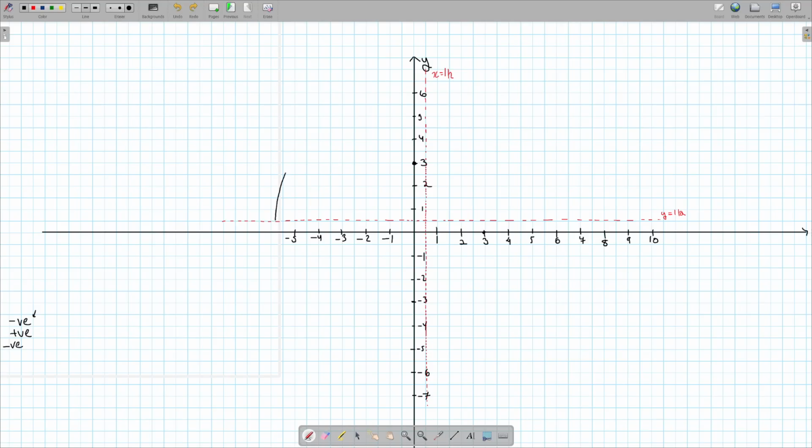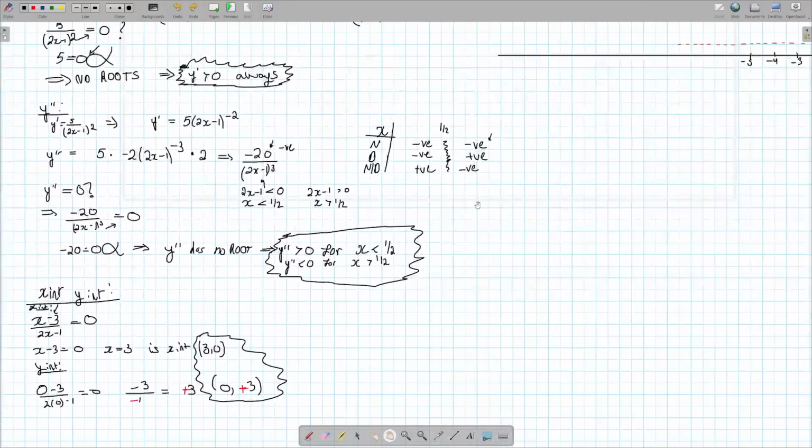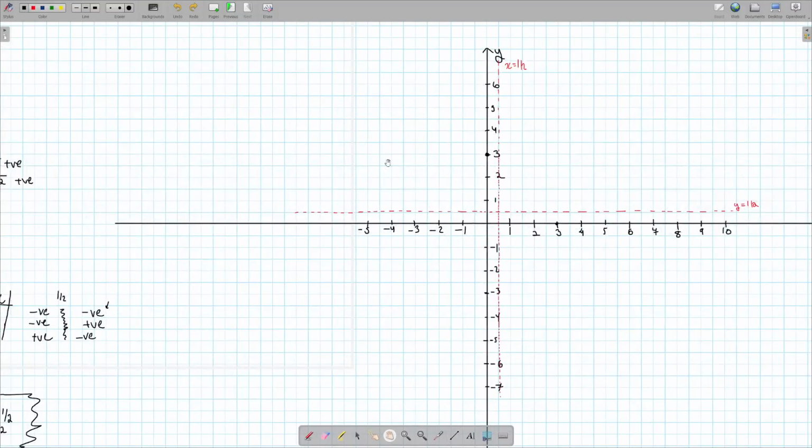Am I going to increase like this or am I going to increase like this? We have to check the concavity. The concavity, we found it to be concave up for x less than half. So everything before x equals half is concave up. What does concave up look like? This is concave up. So that means if you look at how we're increasing, we're going up like this.